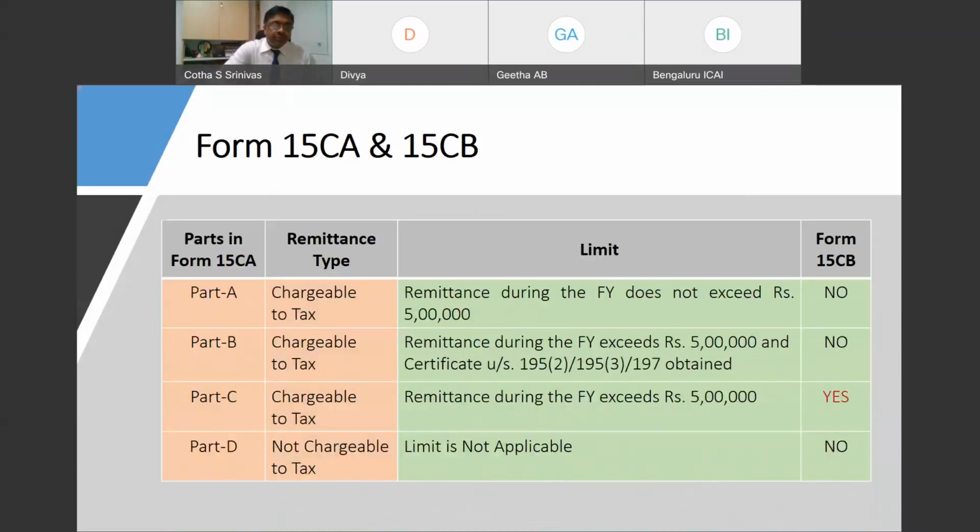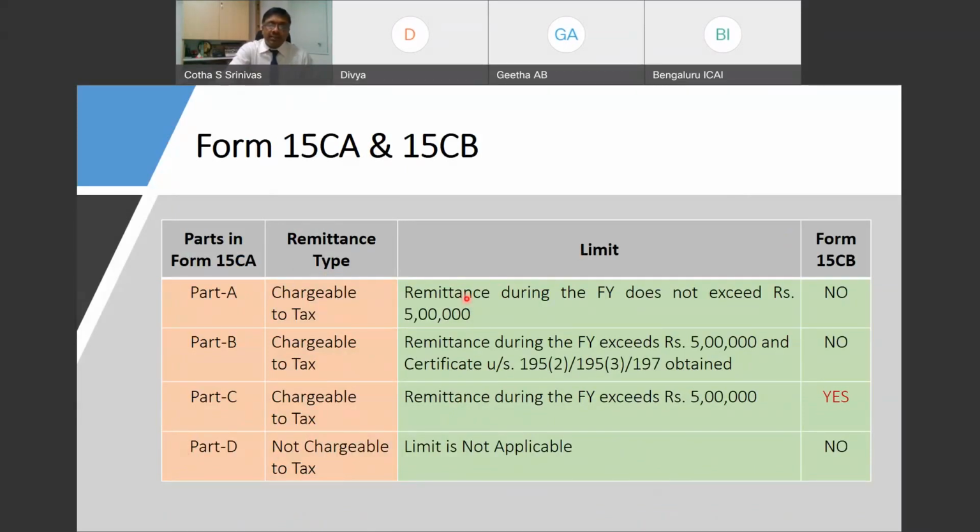Now, these are all the types of Form 15CB which I explained: Part A, Part B, Part C, and Part D. If you see the first three parts, the remittance type is chargeable to tax. So this is chargeable to tax in the hands of a non-resident. Whatever sum has been paid by a resident to a non-resident is all chargeable to tax in his hands in India. Part D is a situation where the remittance is not chargeable to tax in the hands of the non-resident.